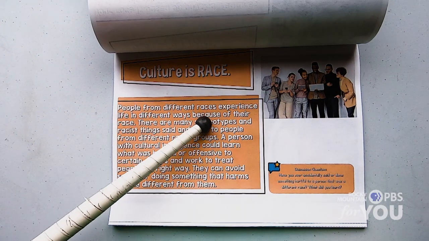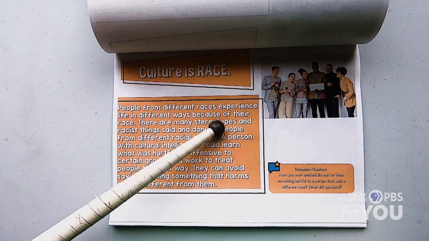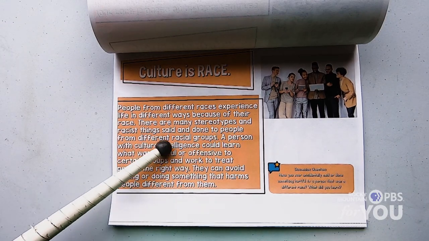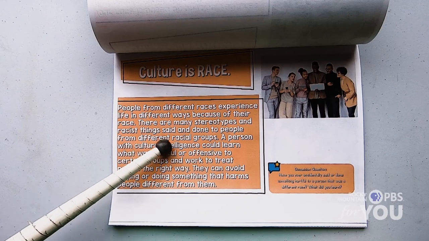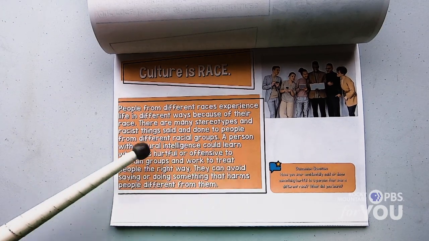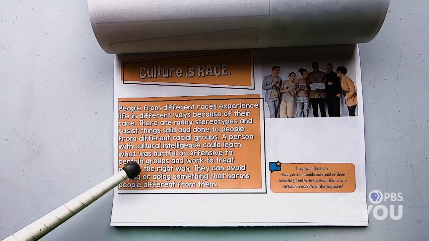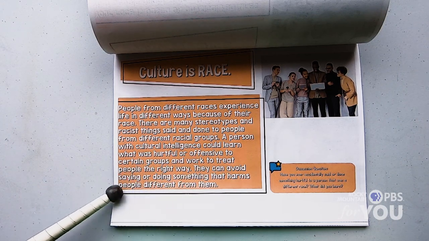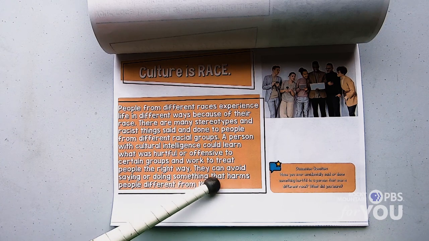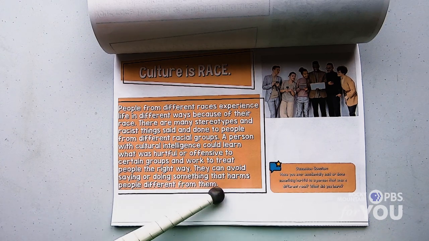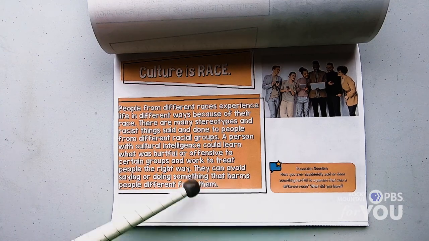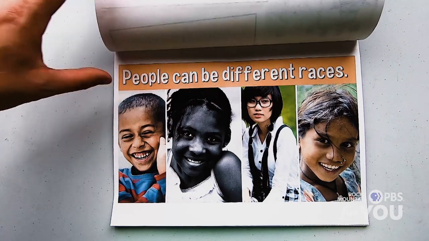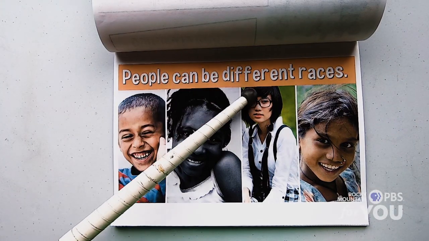People from different races experience life in different ways because of their race. There are many stereotypes and racist things said and done to people from different racial groups. A person with cultural intelligence could learn what was hurtful or offensive to certain groups and work to treat people the right way. They can avoid saying or doing something that harms people different from them. People can be different races.